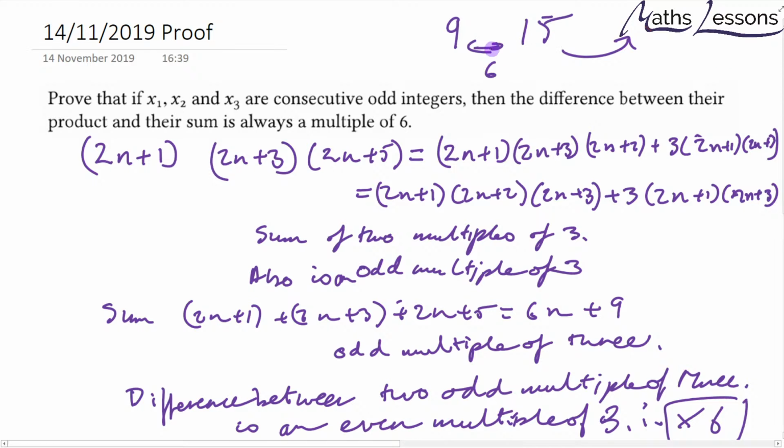So therefore, say we're doing between 9 and the next one, 21, then the gap will be 12. You're always going to get an even multiple of 3, and an even multiple of 3 is always a multiple of 6. So hence we have proved that the difference between their product and their sum is always a multiple of 6. So those are our 2 questions for today.